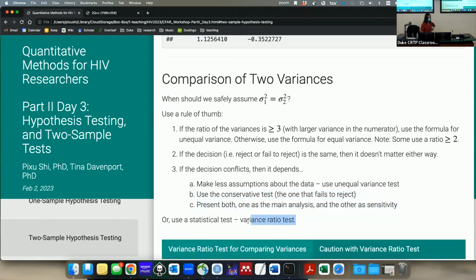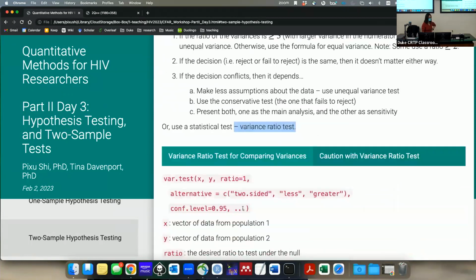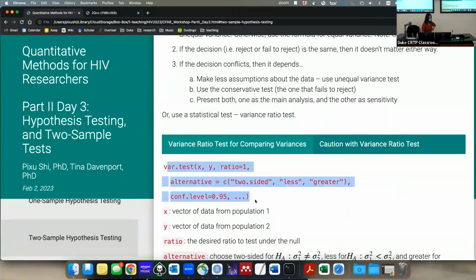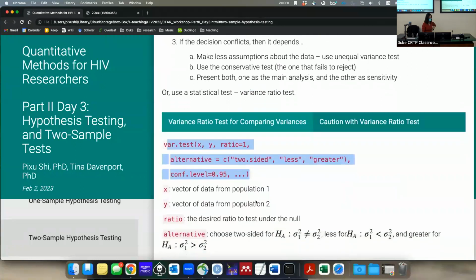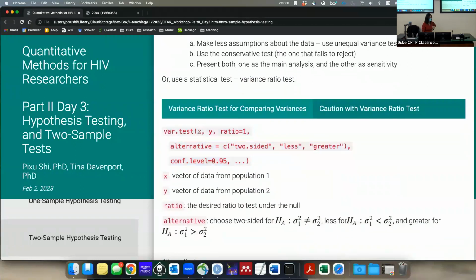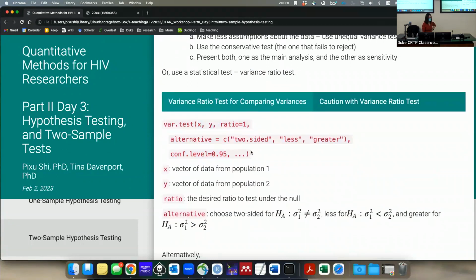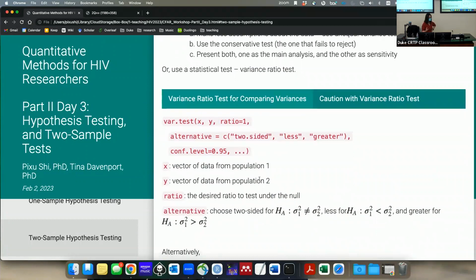And you can also use the variance ratio test. It frees you of making any personal choices. Any other questions? This variance test can be done using an R function. It's pretty convenient and similar to the t-test, but the alternative should be two-sided, because you're trying to check whether the variances are equal or not.